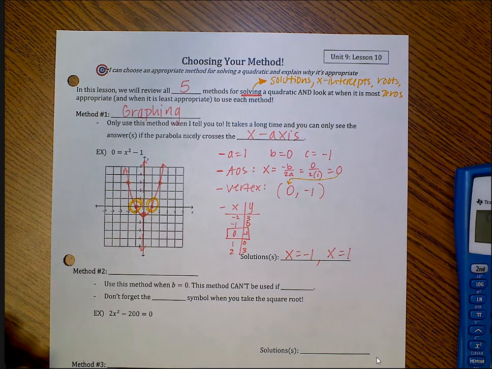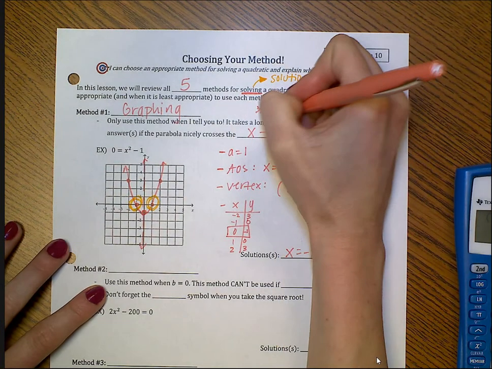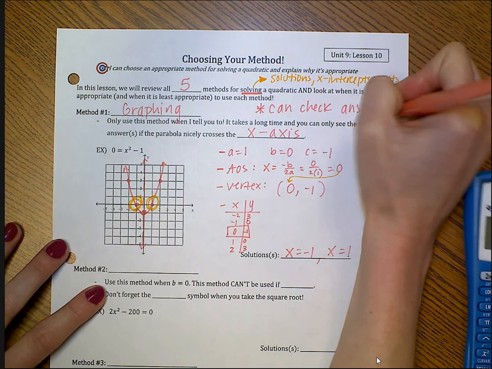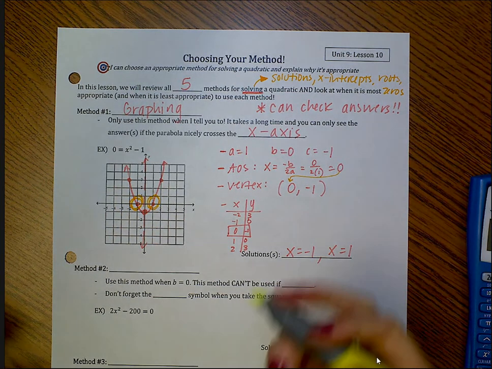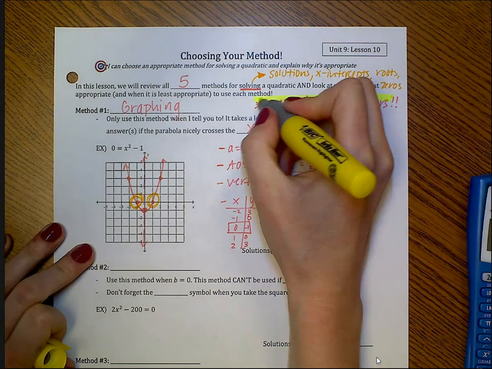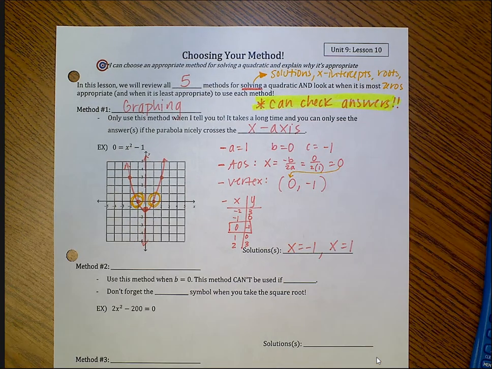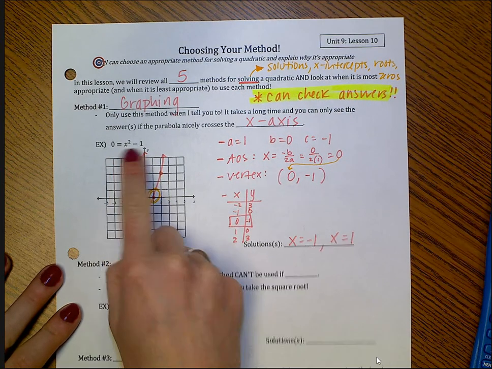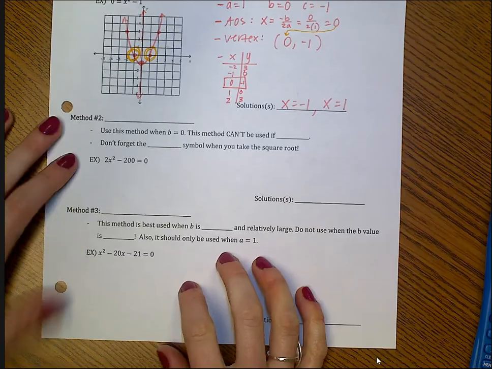Perfect. I want to make a note up here that you can always check your answers when you're solving. Do not forget that come exam time. If you've got time at the end and you're on the solving part of the exam, you should check your answers. I should plug in -1 and +1 in for x, and I should make sure that it actually does equal 0. And it does. Okay, so that's method number 1.